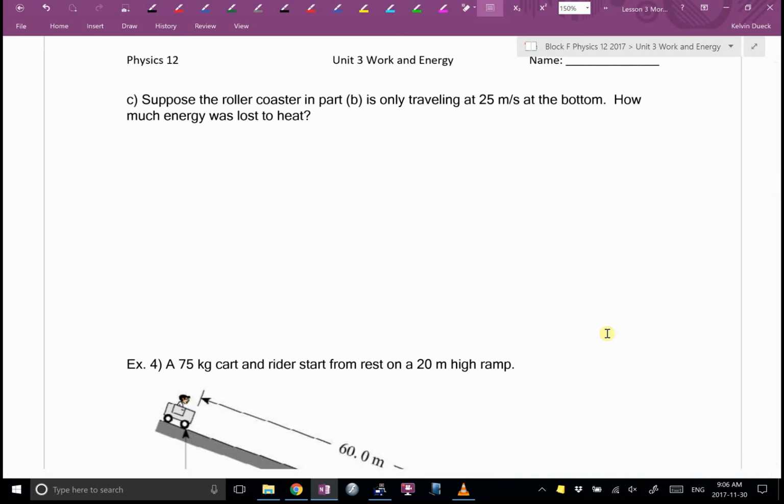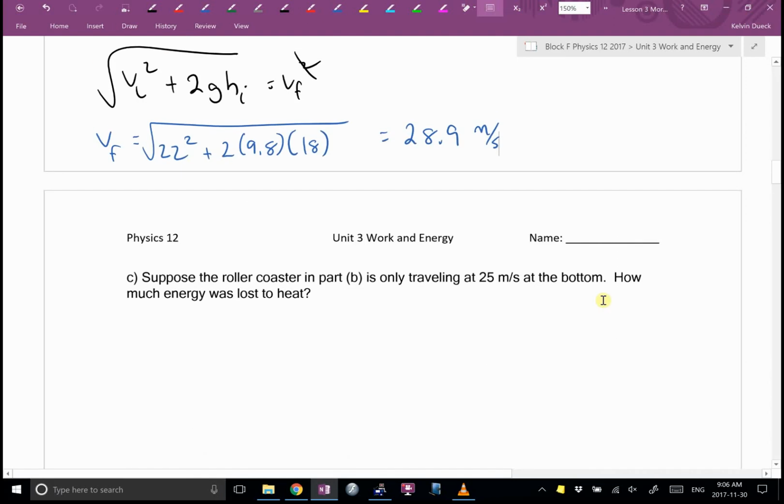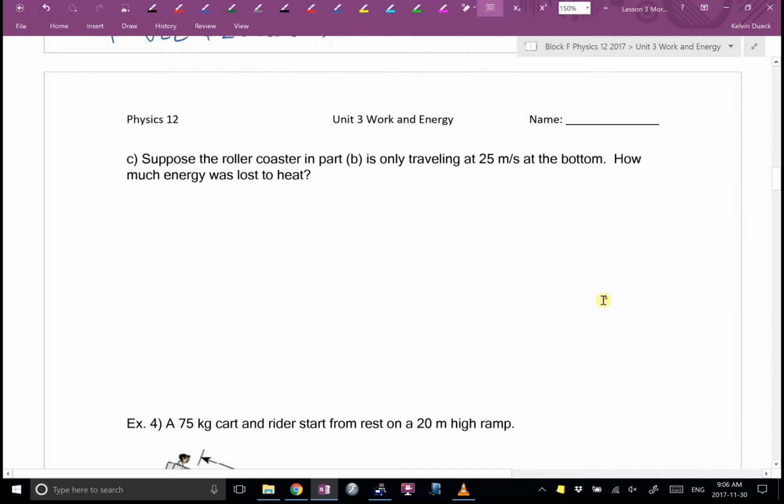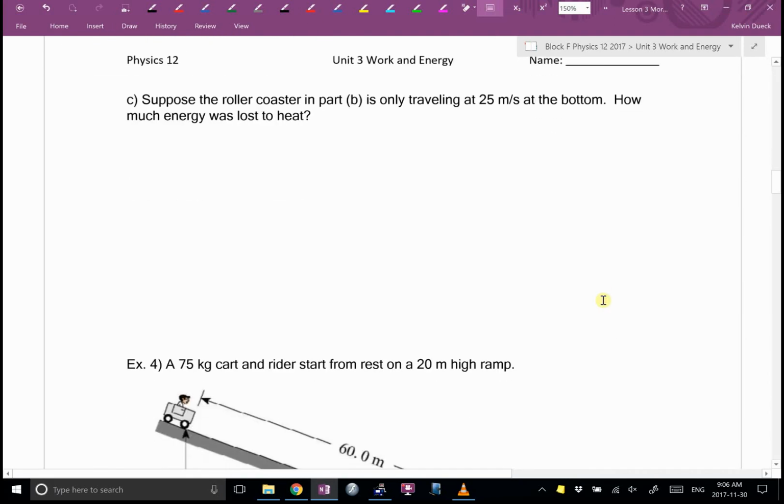Suppose the roller coaster in part B is only traveling at 25 meters per second at the bottom instead of 28.9 meters per second at the bottom. How much energy was lost to heat? This time we're going to include heat.